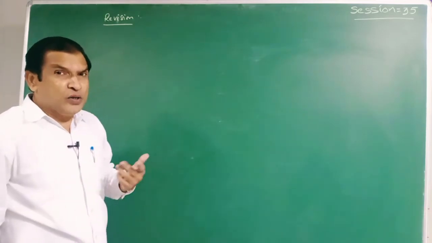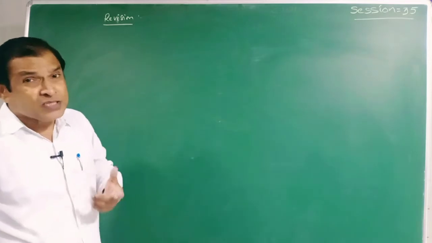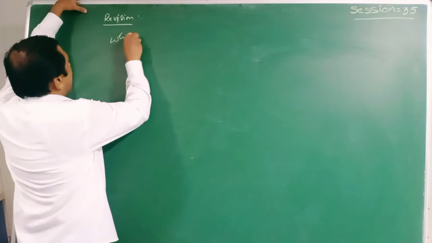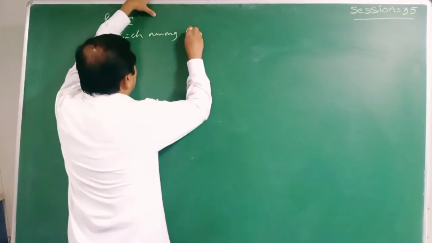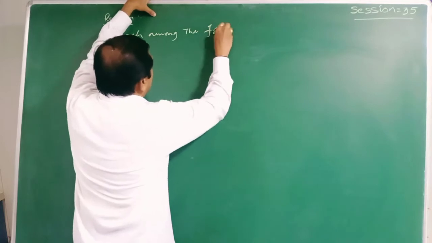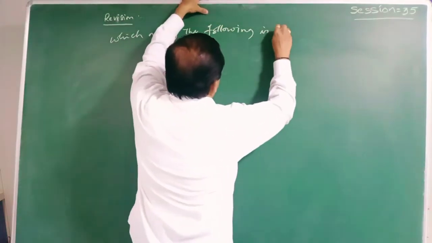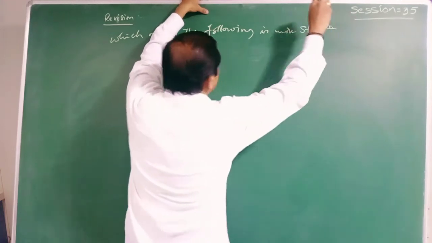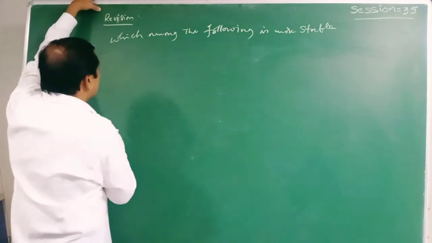Which among the following ions is more stable? Which among the following is more stable? How to identify that more stable ion? What are the options? Let us identify.